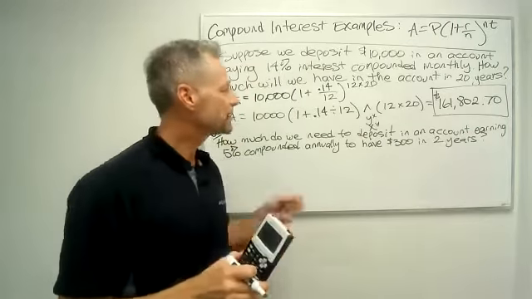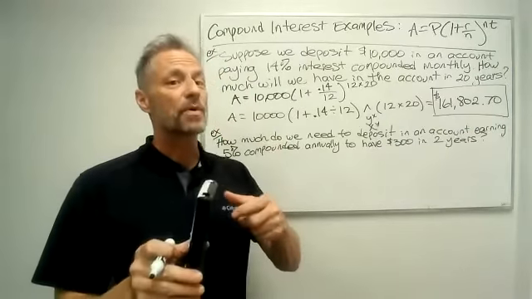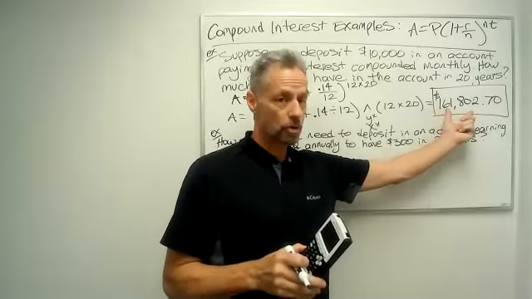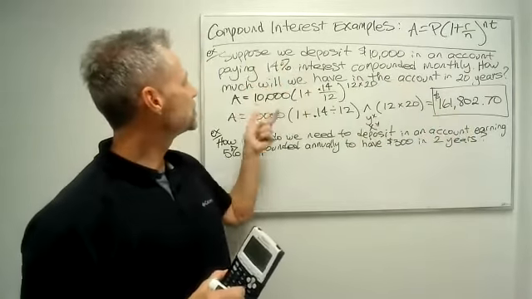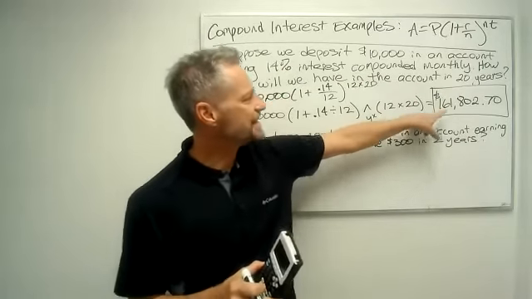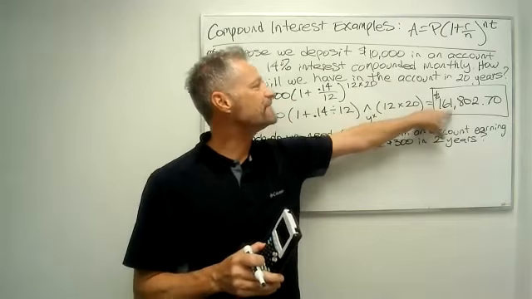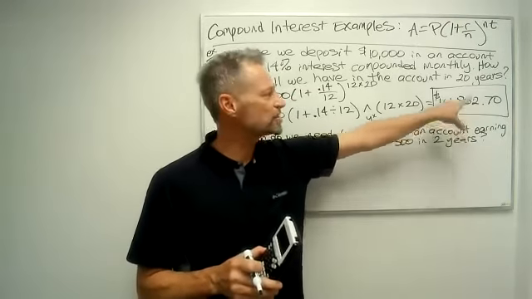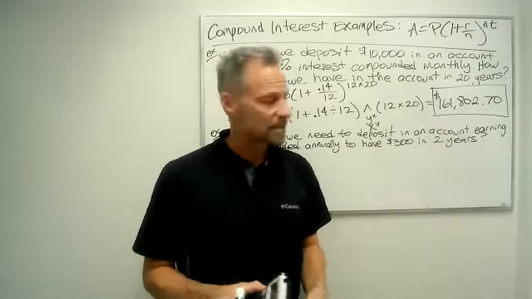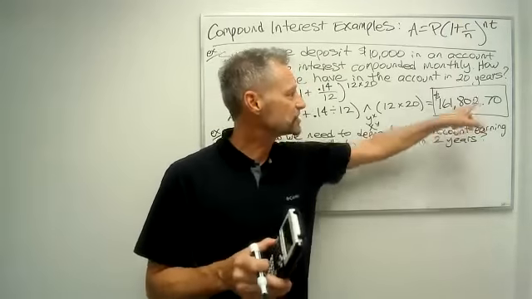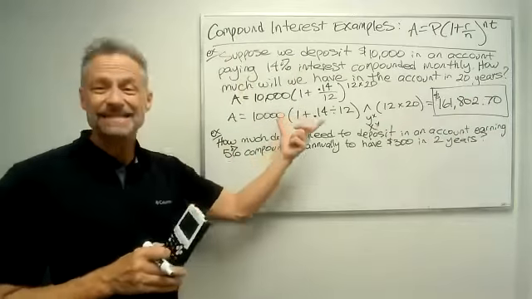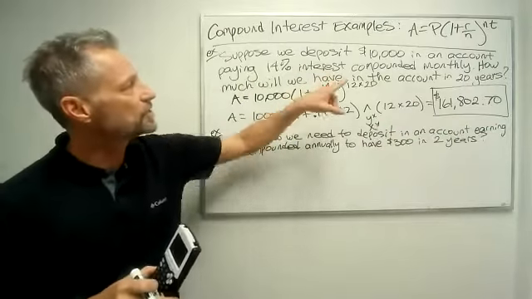Now, a couple things about this. Notice if we want to find out how much interest we earned, it's the total amount minus what we originally deposited, $10,000. So if I take 10,000 away from that, $151,802.70 was all interest earned. So we can gain a lot of interest, especially if we have a long time horizon. Okay, so that's the idea. That's the straightforward one if we're looking for A.